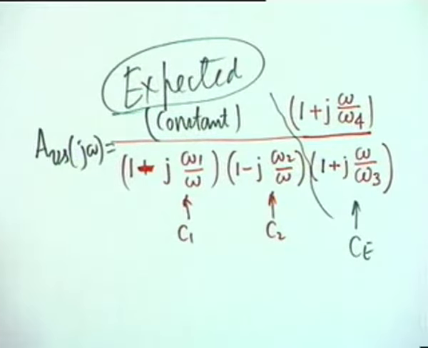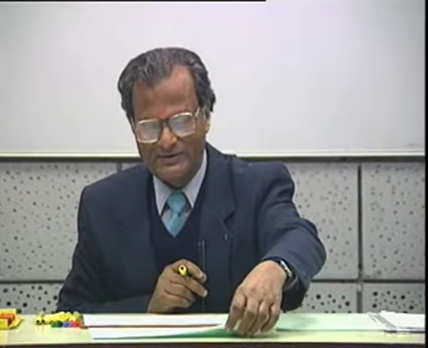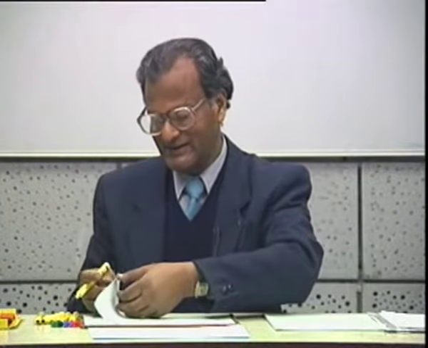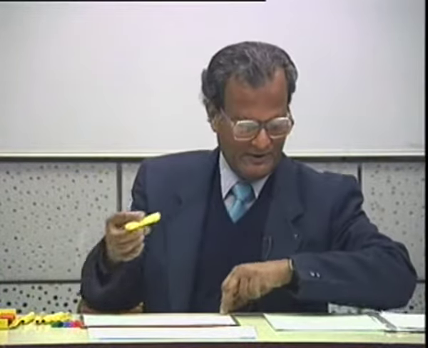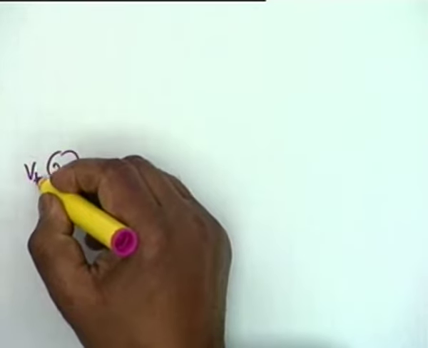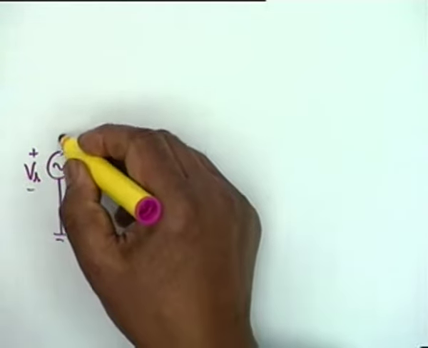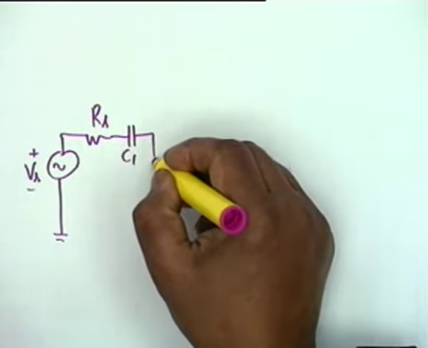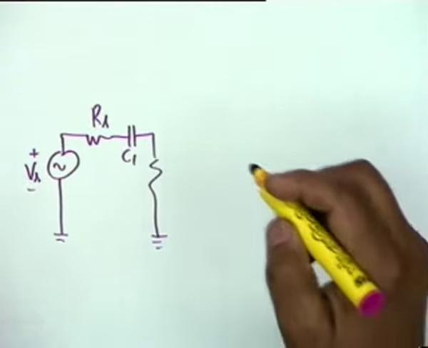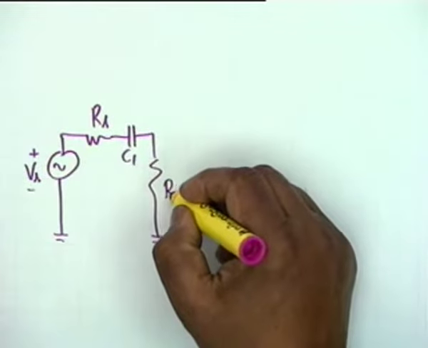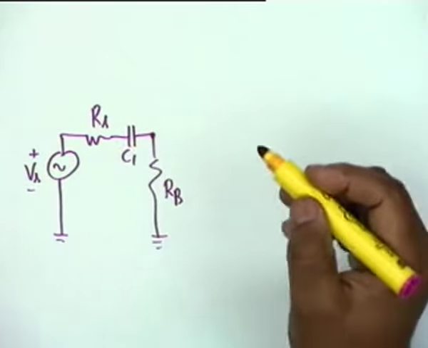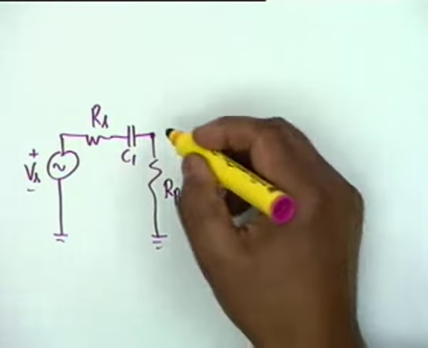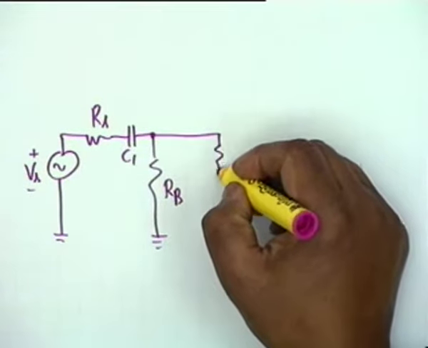Now let's see one by one what happens. Obviously, if you want to draw the equivalent circuit, let's draw the equivalent circuit, then perhaps the magnitude of the problem shall be absolutely clear. The equivalent circuit is Vs, Rs, we have a C1, then we have the parallel combination of R1 and R2, which will be RB. We ignore Rx because that creates a lot of complication.